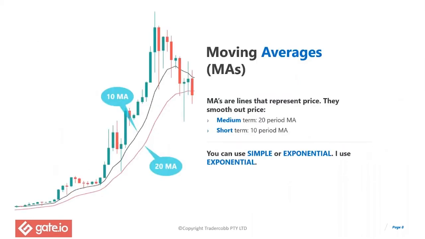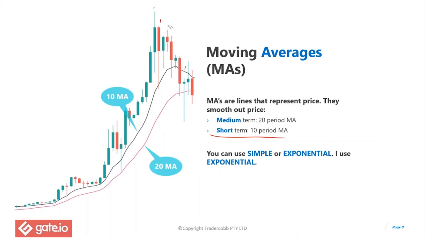Moving averages. The 10-period moving average is the black line. It doesn't matter what color you make it, I couldn't care less what color it is, as long as you've got the 10 and the 20. The 10-period is the last 10 candles: 1, 2, 3, 4, 5, 6, 7, 8, 9, 10. And that's those 10 candles smoothed out on the price. As you can see in those 10 candles, the momentum's been down, so therefore our moving average has rolled over.